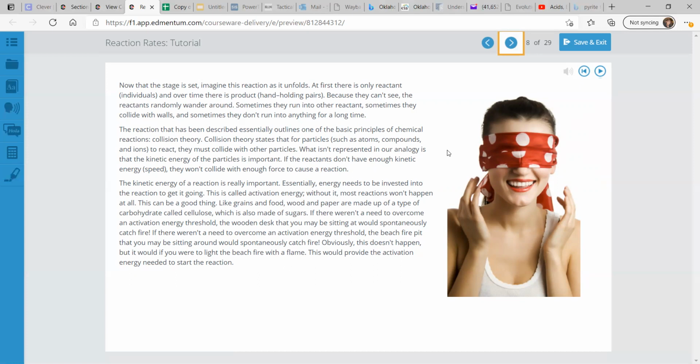If there weren't a need to overcome an activation energy threshold, the wooden desk that you may be sitting at would spontaneously catch fire. If there were not a need to overcome an activation energy threshold, the beach fire pit that you may be sitting around would spontaneously catch fire. Obviously, things don't spontaneously catch fire all the time, so that's good.